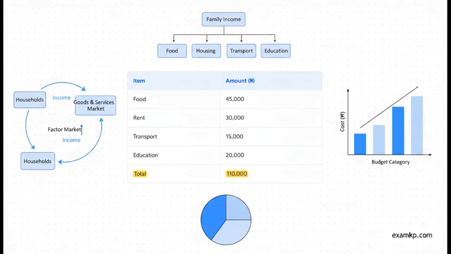Just look at this example here, a family's monthly budget. Right away, you can see exactly where their money is going. The biggest expense? Food, followed by rent. See how that works? By organizing the data with clear labels like item and amount and giving us that total at the bottom, the table takes what was just a list of expenses and turns it into a crystal clear financial snapshot. That's the power of a good table.